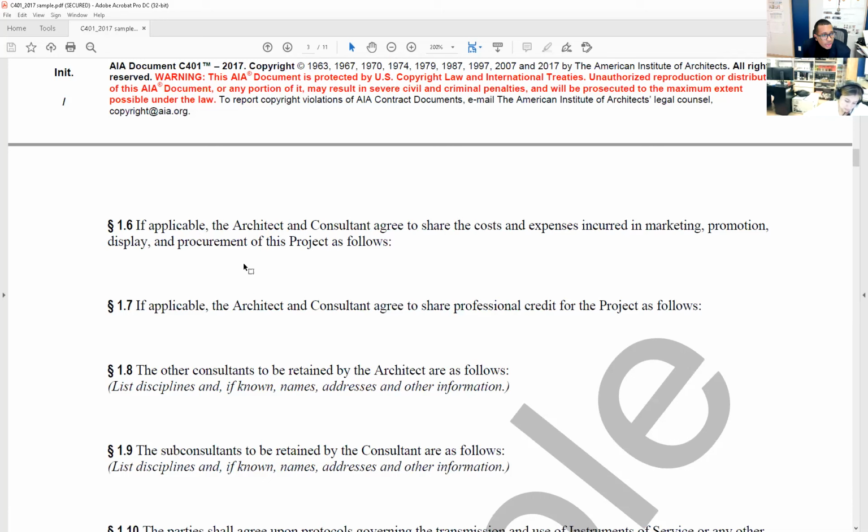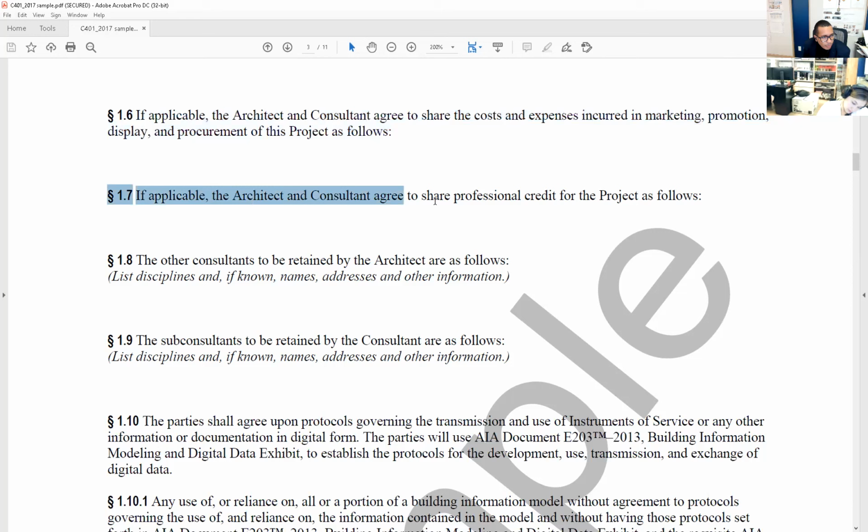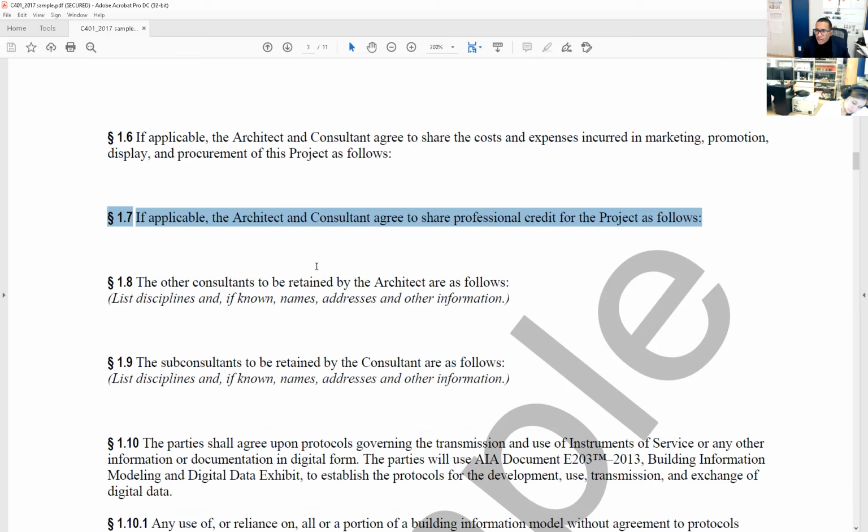1.6: if applicable, the architect and consultant agree to share the costs and expenses incurred in marketing, promotion, display, and procurement of this project as follows. If they agree, they could split the costs associated with marketing the project. Section 1.7: if applicable, the architect and consultant agree to share professional credit for the project as follows. This is about credit, like who owns how much of that project as a design.